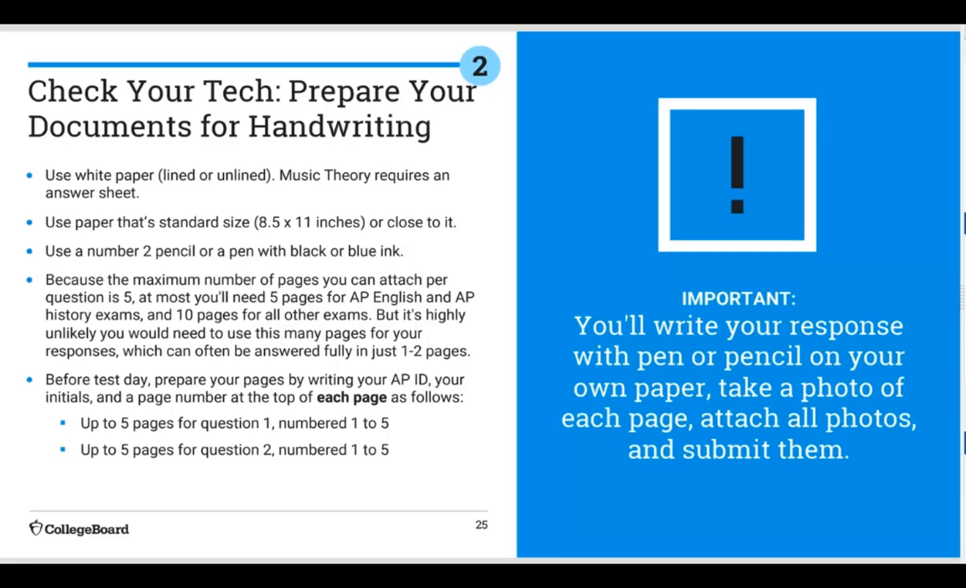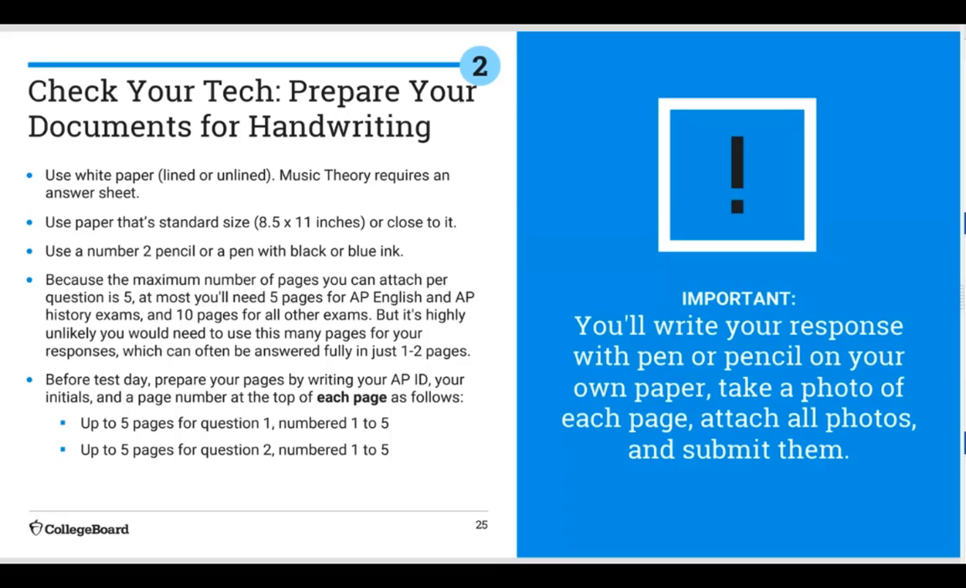Again, prepare your documents for your handwriting. Use white paper. It'll be easier for them to grade. Lined or unlined, I would probably recommend lined. I think it's personally easier to read your assignments when you guys write them, and make sure you're writing clearly. Okay. And if your handwriting is difficult to read, type it. You get that option this year, so definitely try it. Use a number 2 pencil with a pen or black or blue ink. You guys are pretty good at that.